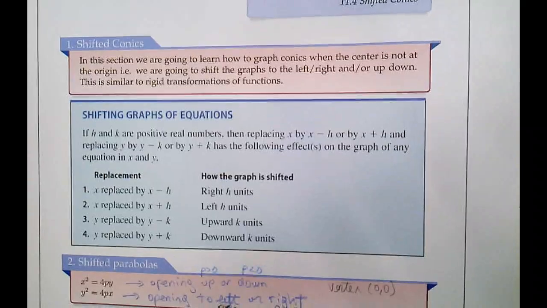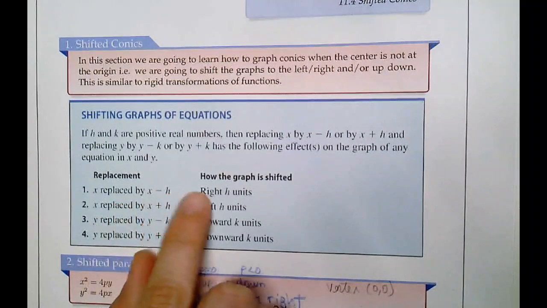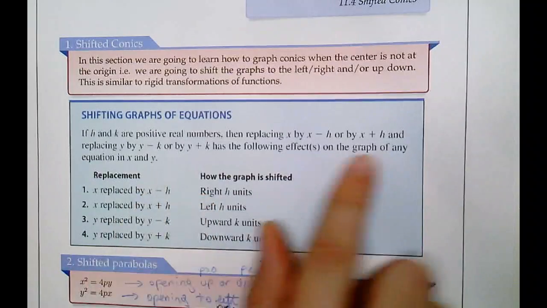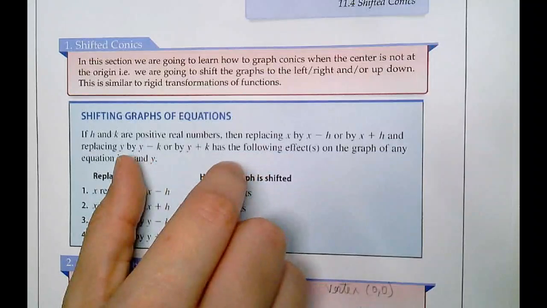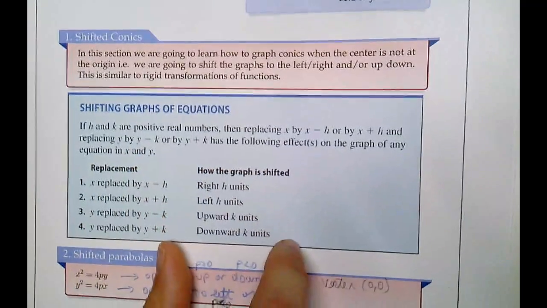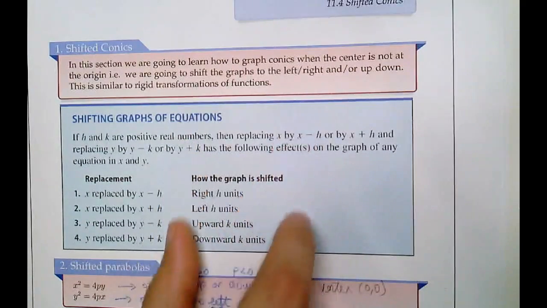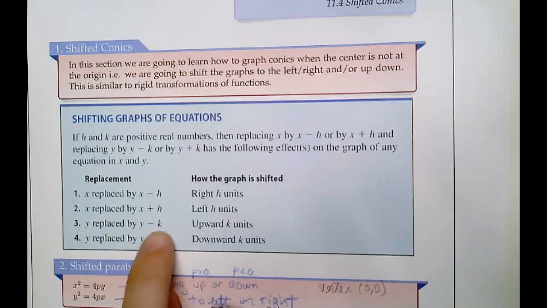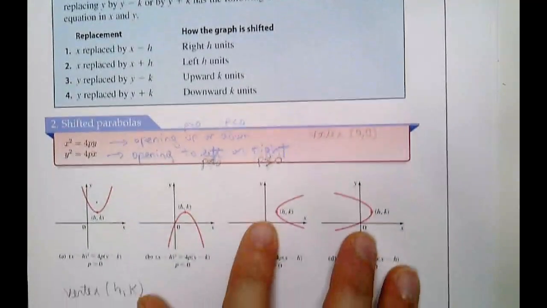So if I'm moving a graph to the left or to the right, that means that the x is going to change. So if I have a graph and I'm moving it to the left, the y value stays the same. It's the x that is going to change. Similarly, if I'm moving a graph up or down, the x value stays the same, but the y changes. So we're first going to look at parabolas.